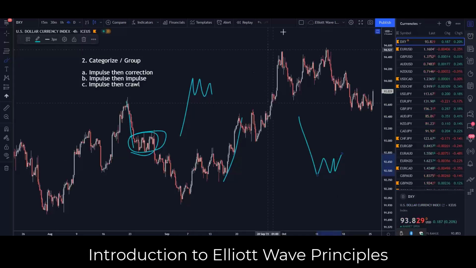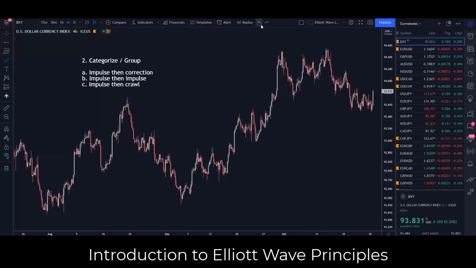Now, other than that, the next category is impulse, then impulse, which is what I call a V-shaped formation. Where can you see that? This one here, you can see a V-shape, right? Mini impulse down, mini impulse up. Here as well, you can see that V-shape.